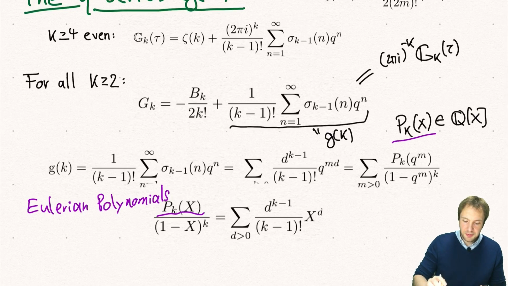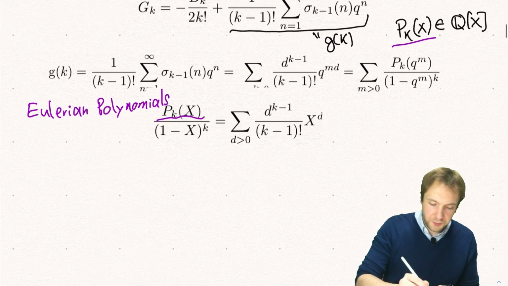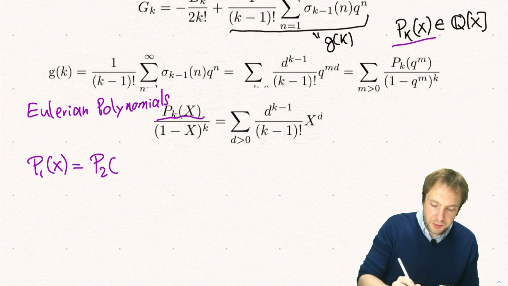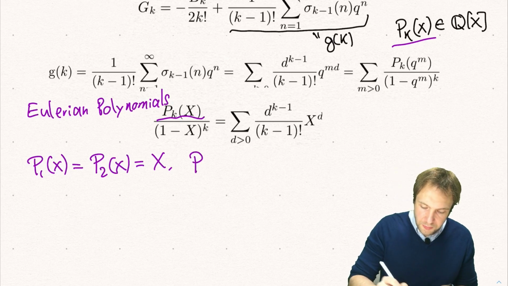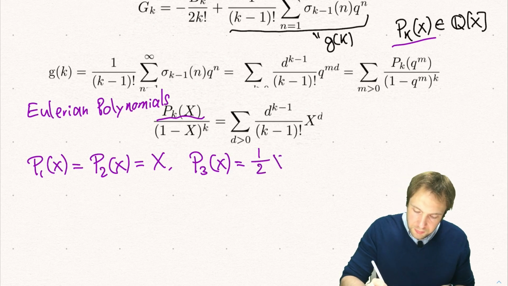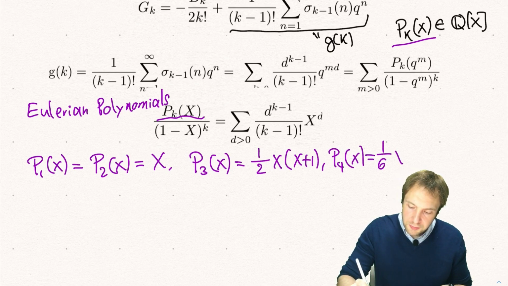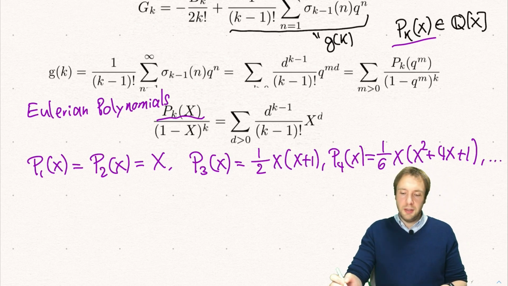So these guys here. And let me give you some examples. For example, p1 of x is the same as p2 of x, which is just x. p3 of x is 1/2 x times (x plus 1). And for example, p4 of x is 1/6 times (x squared plus 4x plus 1), and so on.